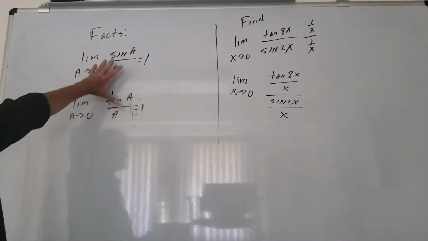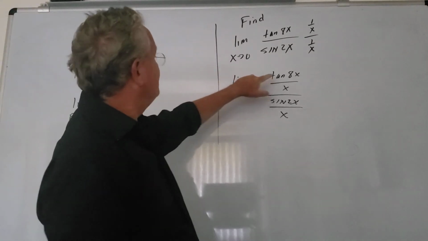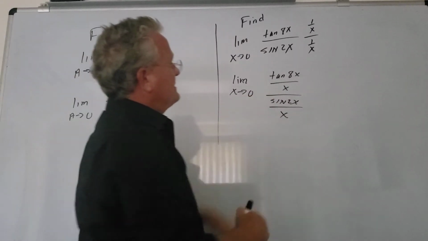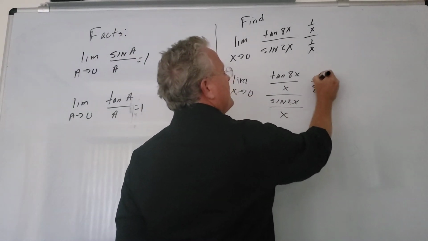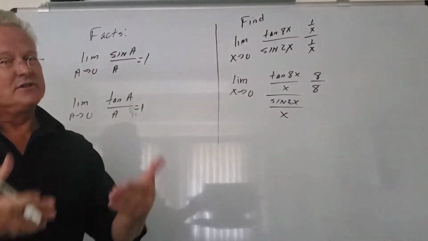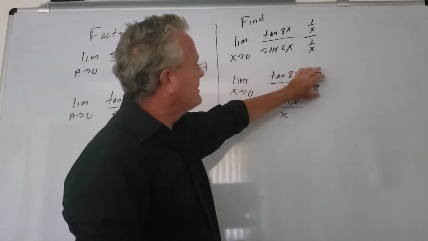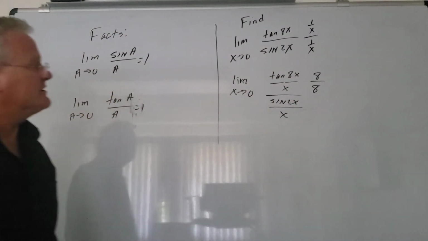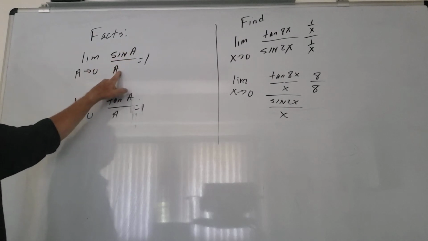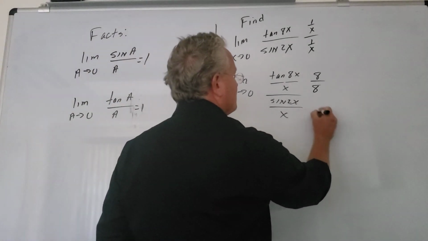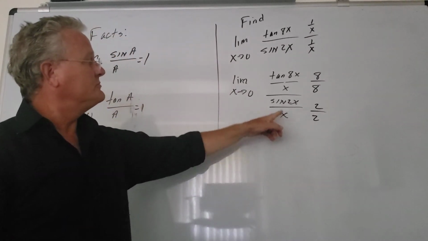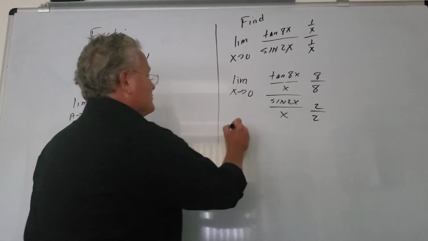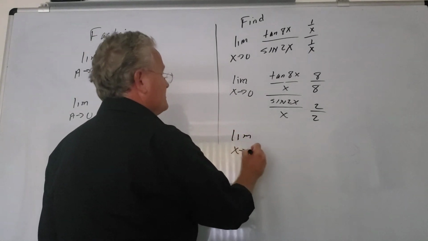Now we're getting a little closer to this form. Like I said before, this needs to be tangent 8x over 8x. Well, to get 8x in the denominator, we've got to multiply by 8. But like I just said, you've got to multiply by some quantity over itself. We've got to multiply by 1 so we don't change the value. Similarly here, we need sine 2x over 2x. Well, to get a 2x, we multiply the denominator by 2 and the numerator, because again, that's equivalent to multiplying by 1.